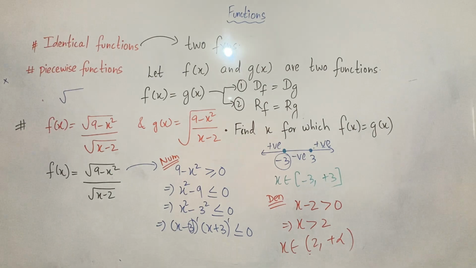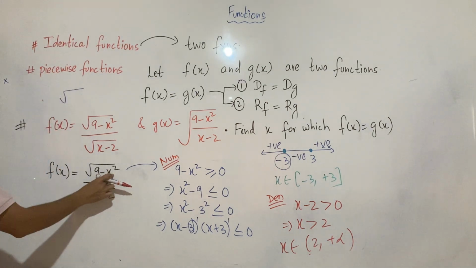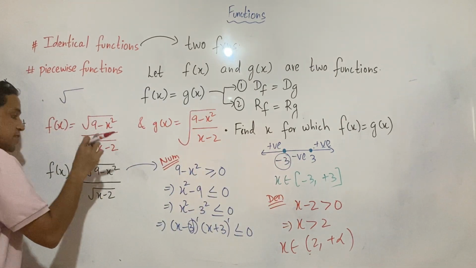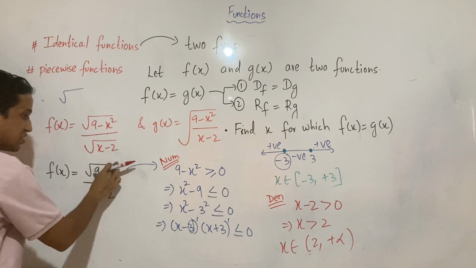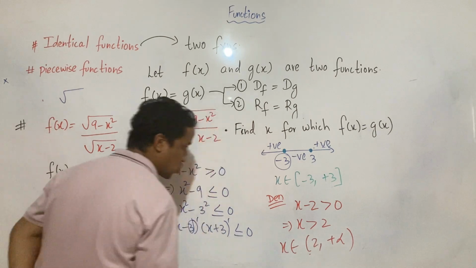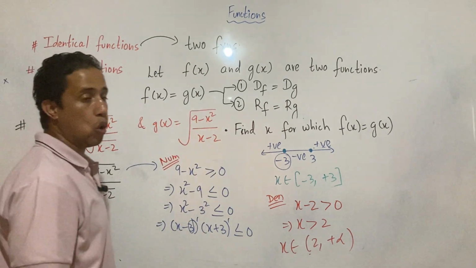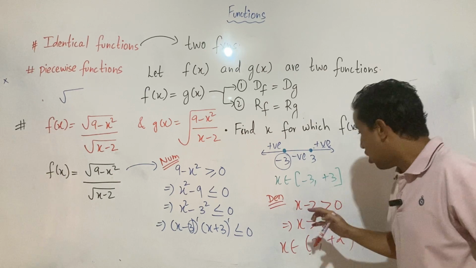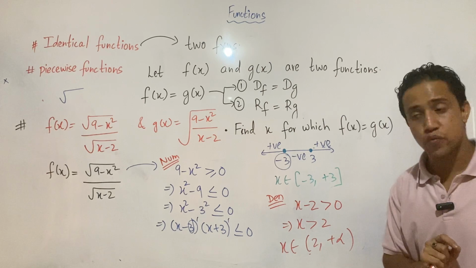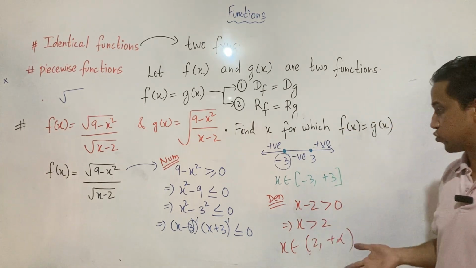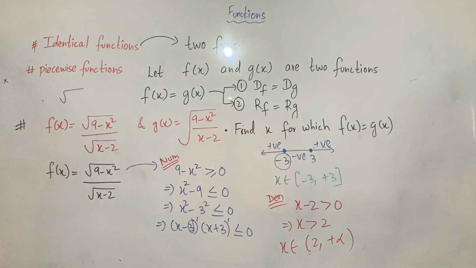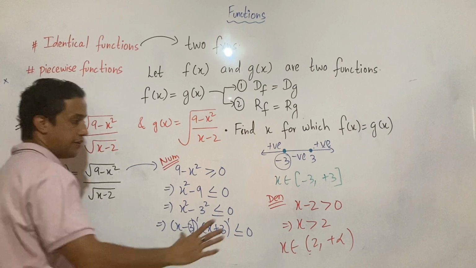Now this piece of function in the numerator is valid for this x, and this piece of function is valid for this x. So the function as a whole will be valid for the common values of both these domains, right? What I'm trying to say is that this thing is valid for this domain, and this thing will stay valid for this domain.